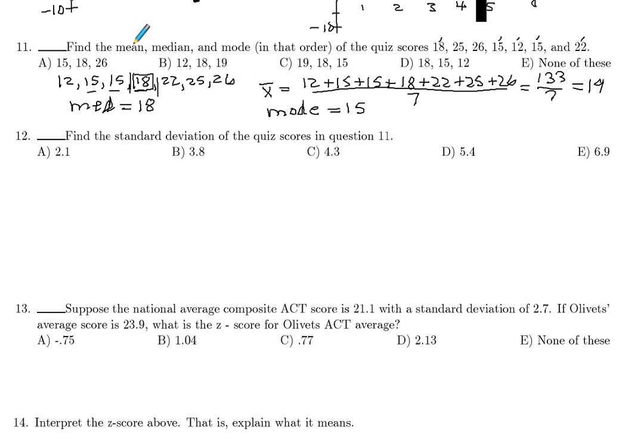So we are doing mean, median, mode in that order. So our mean was 19, our median was 18, and our mode was 15. So 19, 18, 15, that's C.